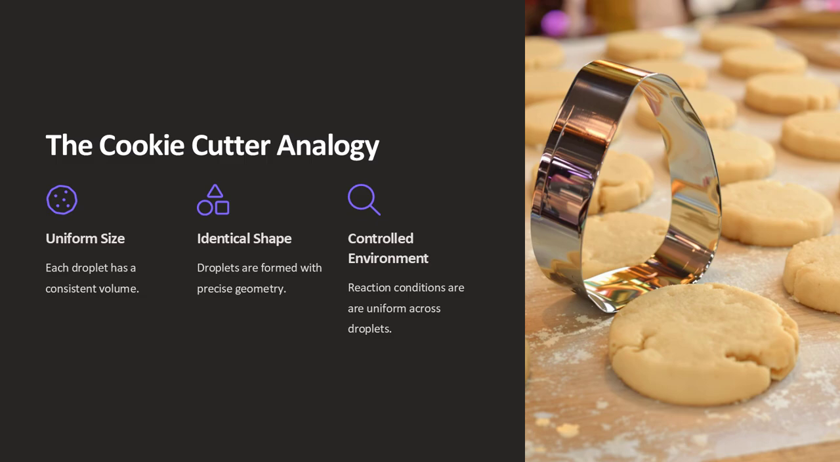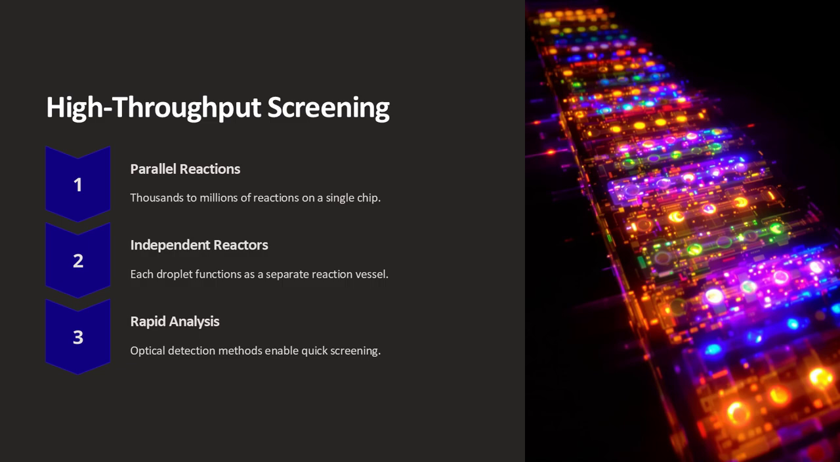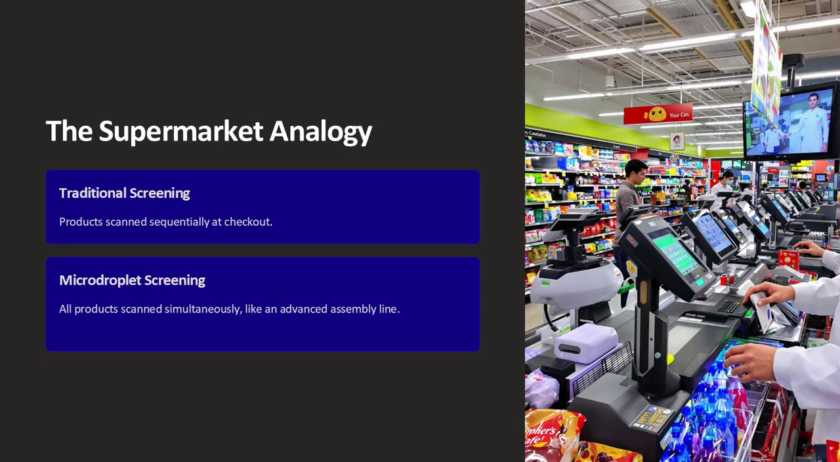Imagine a large library where each book represents a unique chemical compound. Traditional methods would require reading each book one by one, which is time-consuming and resource-intensive. Now, envision that each microdroplet is like a digital book that can be instantly accessed, analyzed, and compared with others simultaneously. This is the essence of microdroplet libraries.